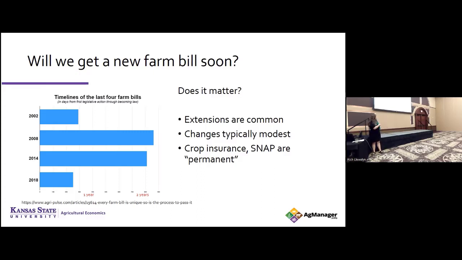And 2 pretty big programs, crop insurance and SNAP, so part of the nutrition programs, those have permanent funding, so they're less affected by the inability to pass the Farm Bill or extend a Farm Bill. So those should keep going in their regular form.